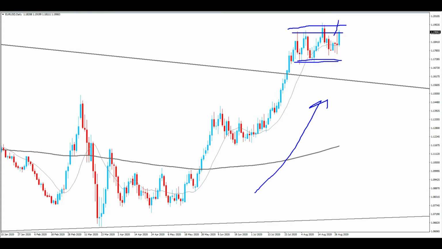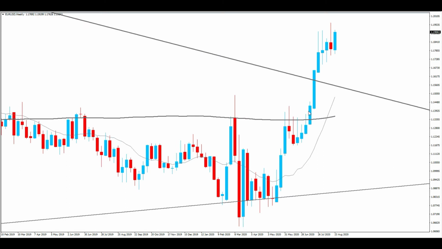So again, we need price to either break to the upside and then continue that bullish trend, or break to the downside and continue a reversal to the downside on the daily time frame. On the weekly, you can still see that we're quite bullish. We had a strong bullish candle this week to the upside, so we could be seeing that momentum continue and Euro USD continue to the upside.